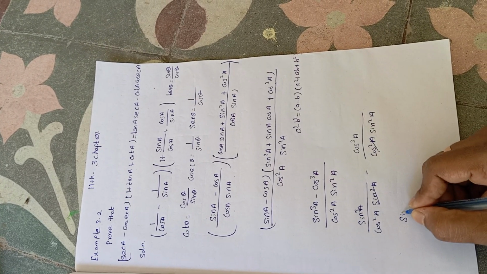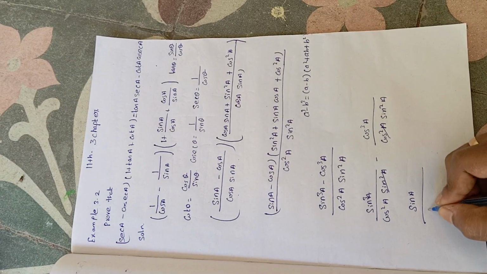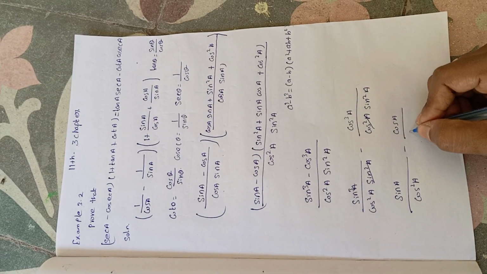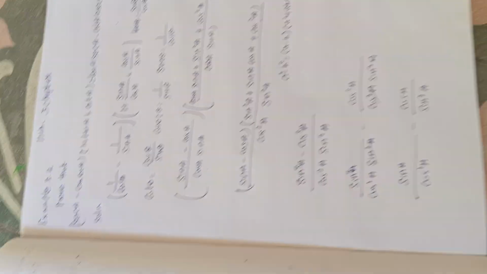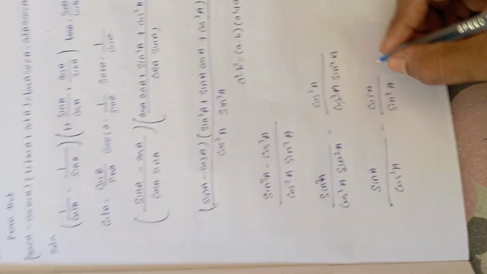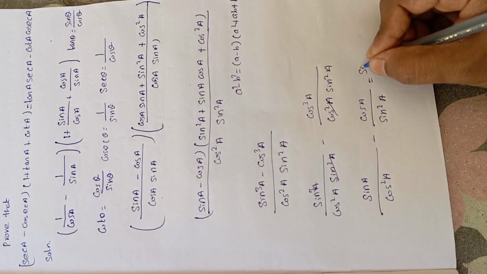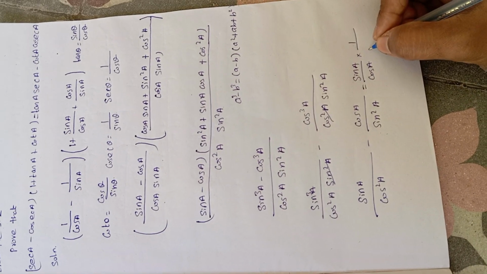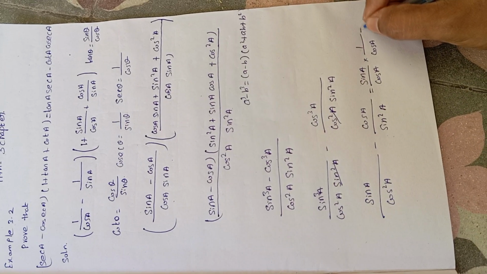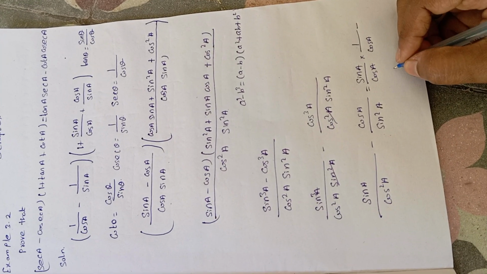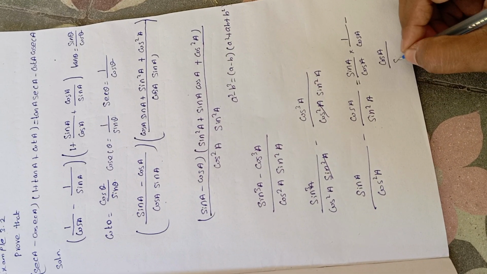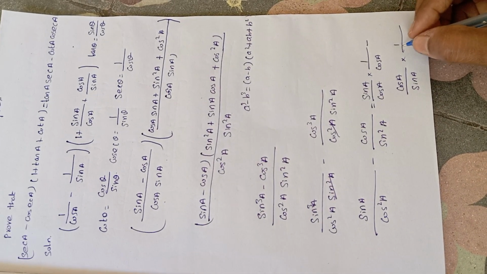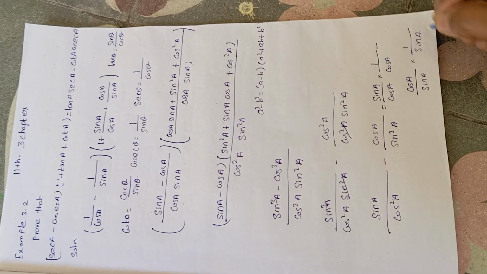Having sin A by cos square A, cos A by sin square A. Next, sin A by cos A into 1 by cos A minus cos A by sin A into 1 by sin A.